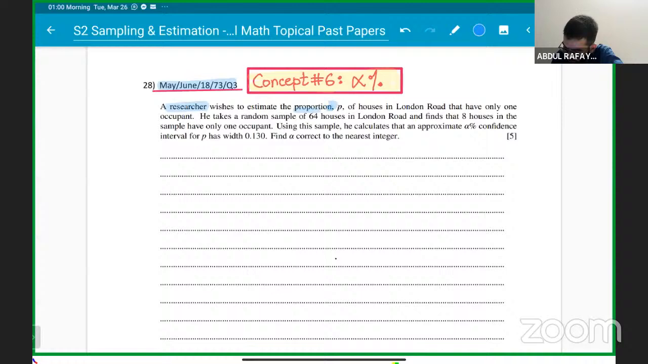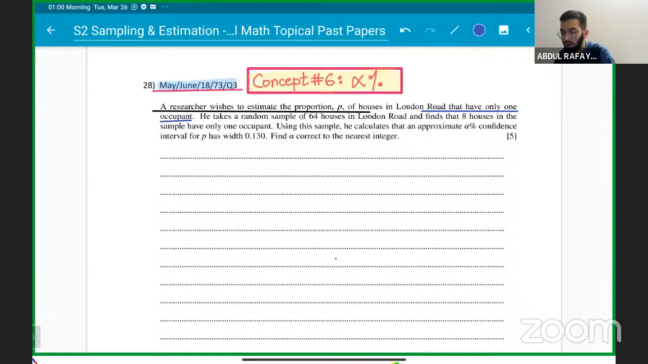A researcher wishes to estimate the proportion. So there is a researcher who is wishing to estimate the proportion. The word itself will tell that it's a proportion question. You have to talk about the proportion here, sir. It will be the number of houses in London Road that have only one occupant.